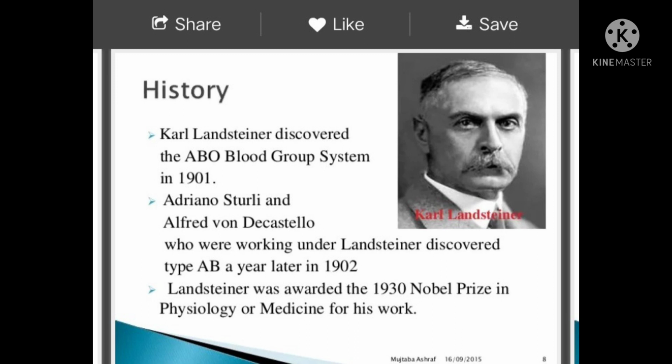Blood groups. Karl Landsteiner, a German doctor, found a new blood relation among us. He divided human beings into four major groups. They are A, B, AB, and O. Landsteiner discovered the ABO blood group system in the year 1901. Landsteiner was awarded the 1930 Nobel Prize for his work.